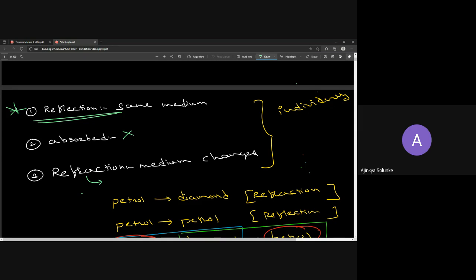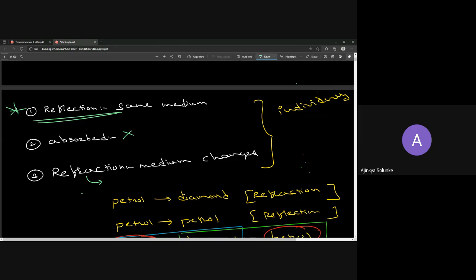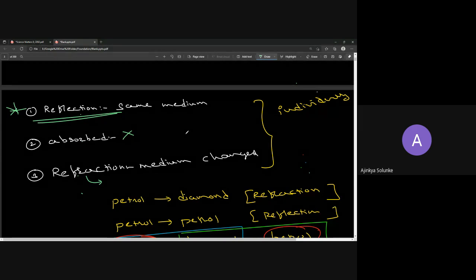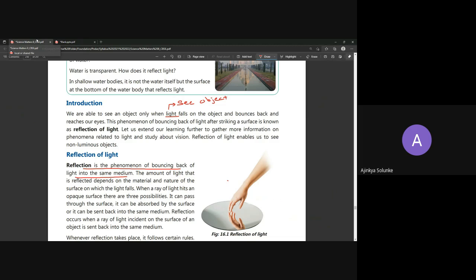First question: do all these three, reflection, absorption, refraction, take place simultaneously? Yes, they do take place simultaneously. But are we going to study them in a combined way or individually? Individually. And our lesson is based on what out of these three? Reflection. And refraction, we just have a small paragraph.